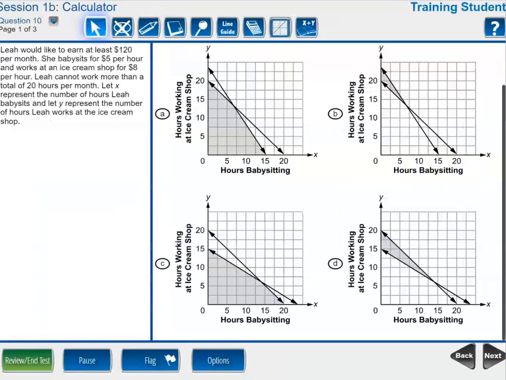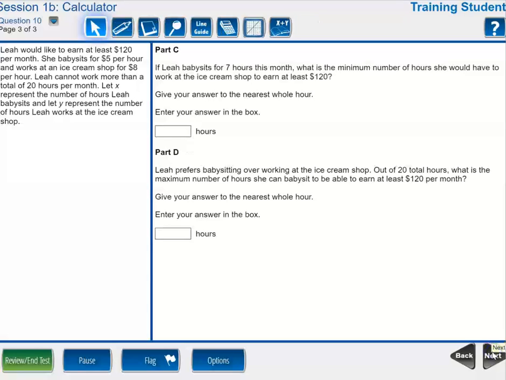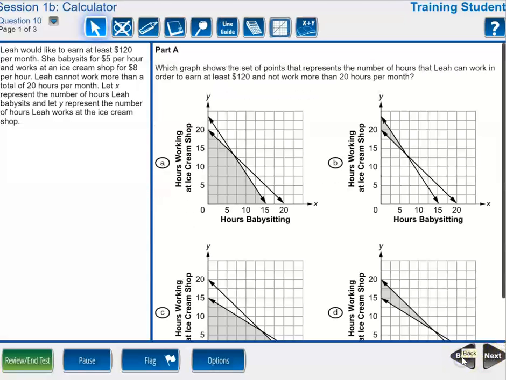The next item we're looking at is item 10. There are 3 parts to this item. You can click through and look at all the parts if you'd like, but you'll notice none of the parts have inequalities associated with this. To make this easier to do all 3 parts, we are going to go ahead and write inequalities to represent it. It says Leah would like to earn at least $120 per month, and she babysits for $5 per hour. She works at the ice cream shop for $8 per hour, and she cannot work more than 20 hours. We're told that x is the number of hours she babysits.